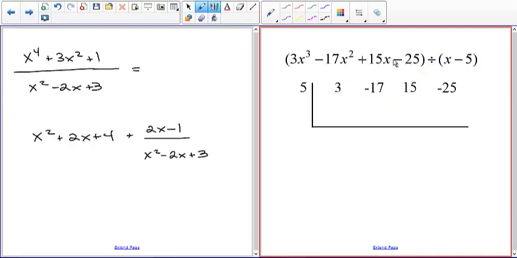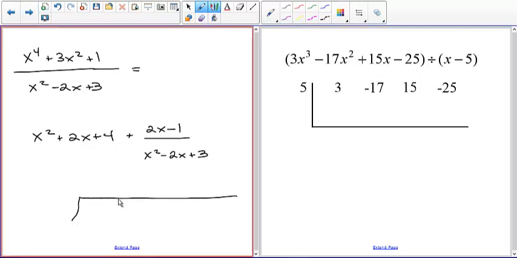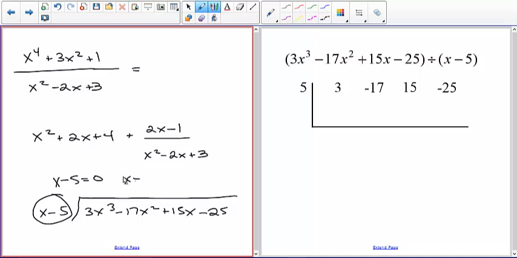So when we look at this, if we do long division, we'd set it up as 3x cubed minus 17x squared plus 15x minus 25, and we'd have x minus 5 here. But when we do synthetic division, we still use the same coefficients: 3, negative 17, 15, negative 25, but this number is not negative 5, it's positive 5, and that's because we're taking this and setting it equal to 0 and solving for x.